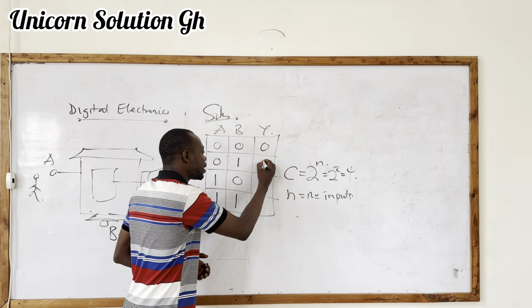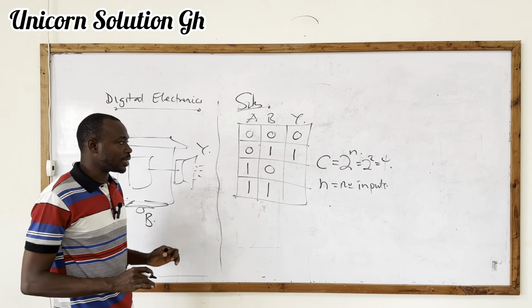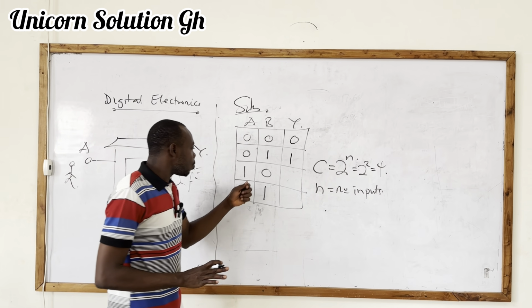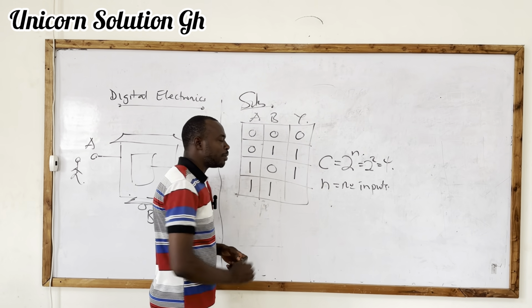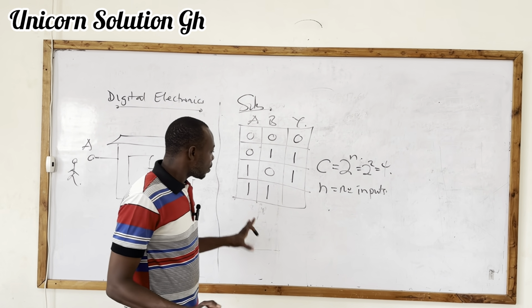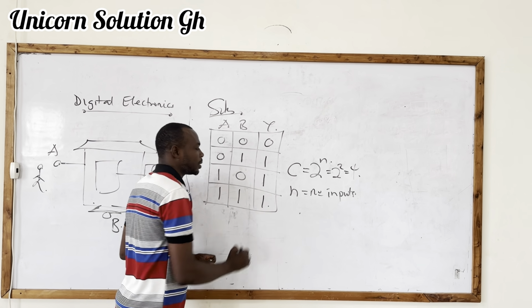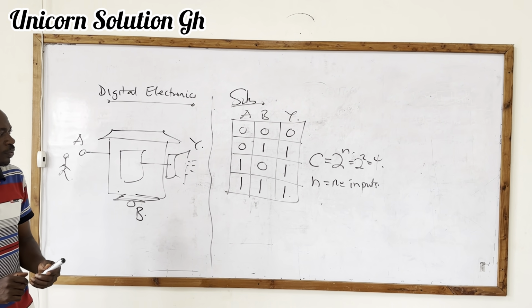The customer will tell you that at this point, you have to let it be on. The alarm should be on at this time because one of them has detected an intrusion. What about if A is 1 and B is 0? That one too, I'll tell him that he should turn it on. What about if all of them detect? This one too, I will say he should turn it on. Simple. So this is my truth table.